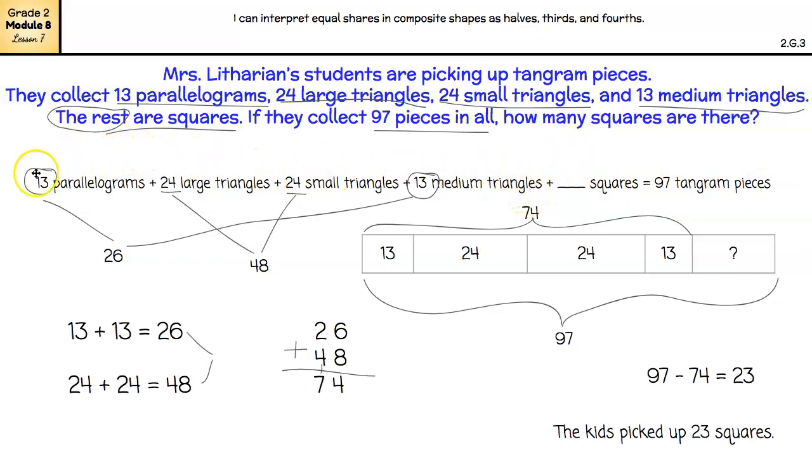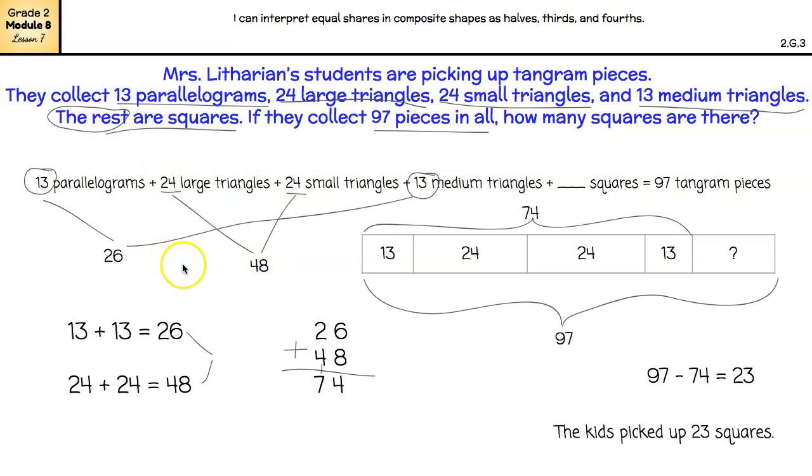So if we're trying to figure out how many were squares, one way to do this is to add together all of the other parts that we knew. So we knew 13, 24, 24, and 13. Now you'll see that the way I solved it was I combined the like numbers to make doubles. So 13 plus 13 is equal to 26, and 24 plus 24 is equal to 48.